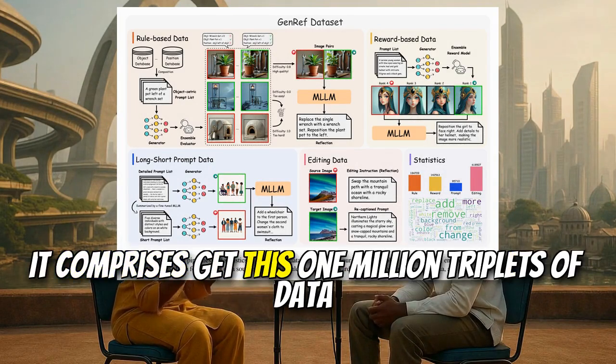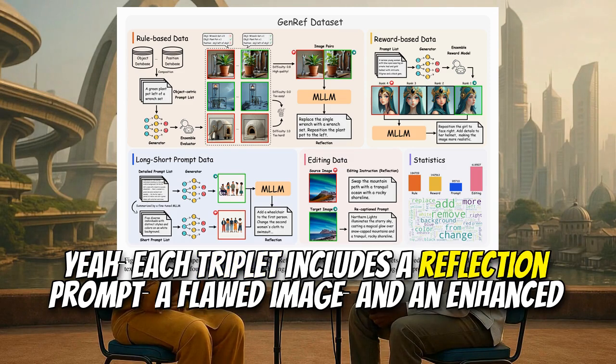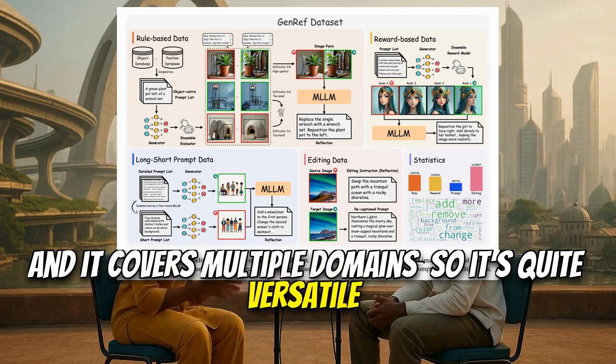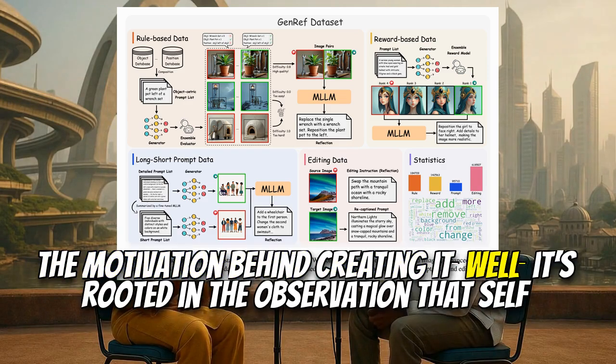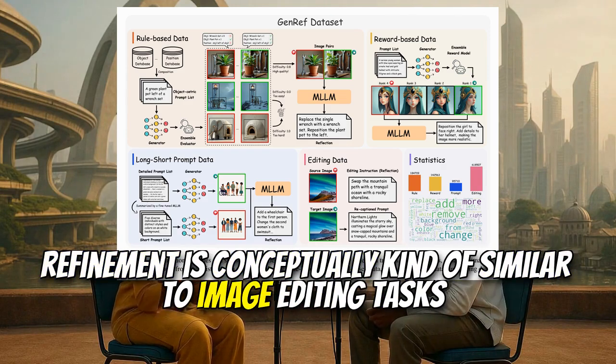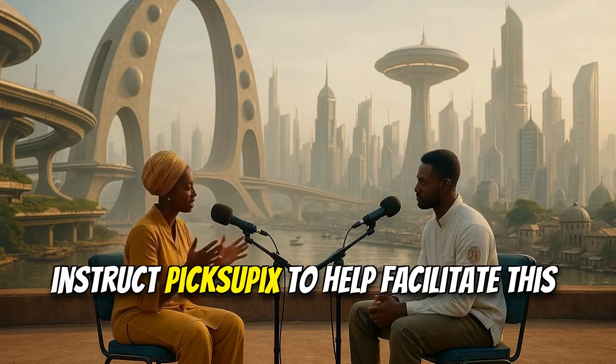It comprises, get this, 1 million triplets of data. 1 million, wow. Yeah, each triplet includes a reflection prompt, a flawed image, and an enhanced corrected image. And it covers multiple domains, so it's quite versatile. The motivation behind creating it, well, it's rooted in the observation that self-refinement is conceptually kind of similar to image editing tasks. So the researchers adapted training methods used in image editing, things like InstructPix2Pix, to help facilitate this.